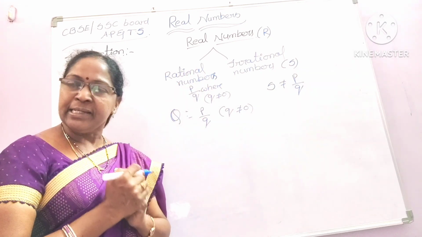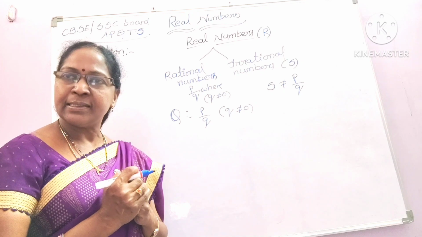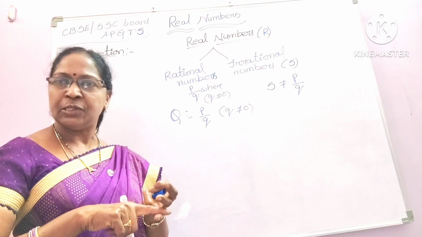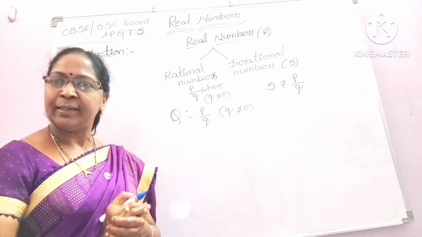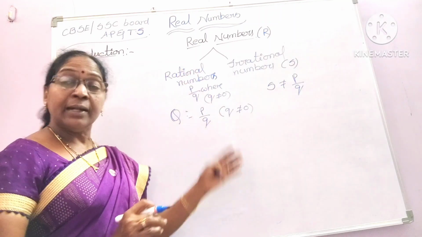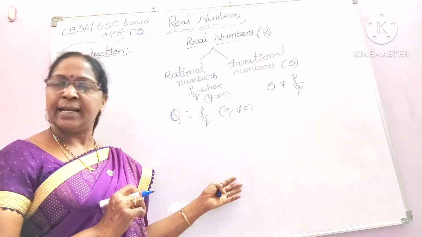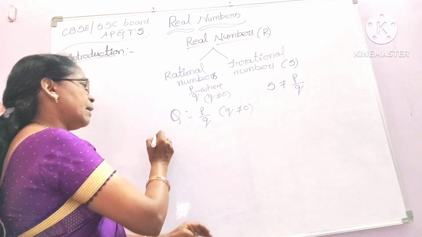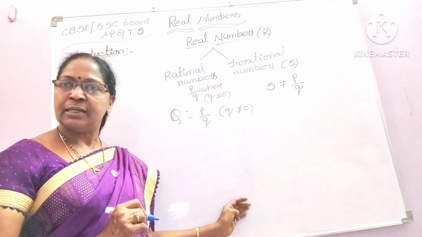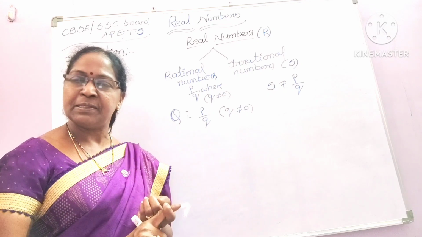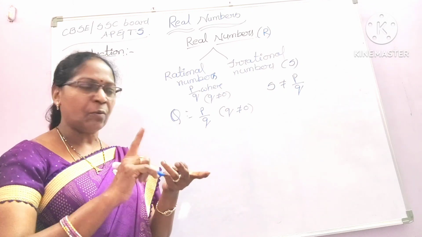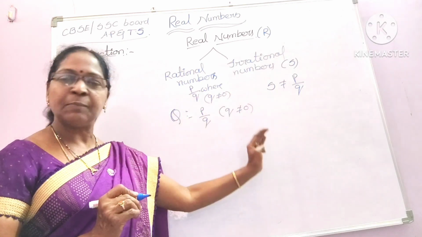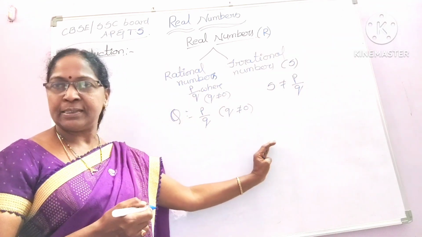So what are integers? Positive numbers, negative numbers and including 0. The set of all these numbers we call integers. And natural and whole numbers: natural numbers means 1 to infinity. Whole numbers means natural numbers including 0. That means starting from 0: 0, 1, 2, 3 and so on. These are the numbers we call whole numbers.